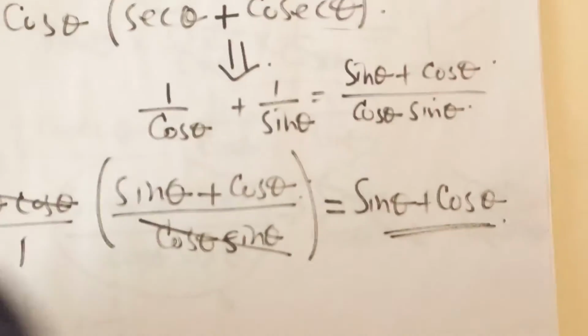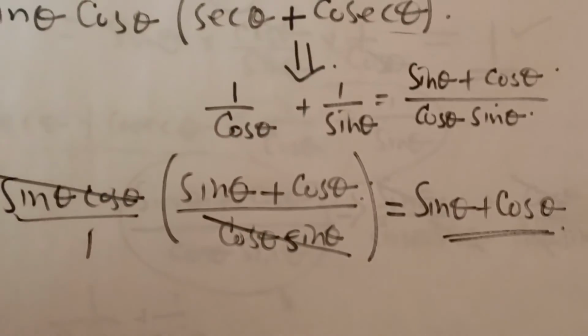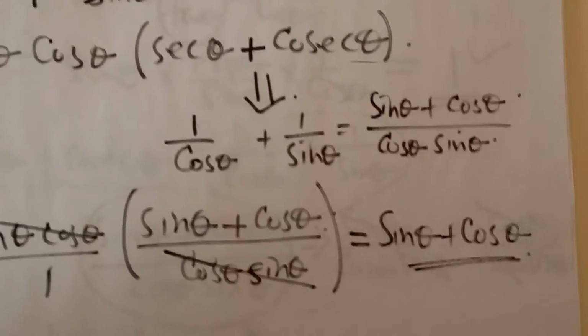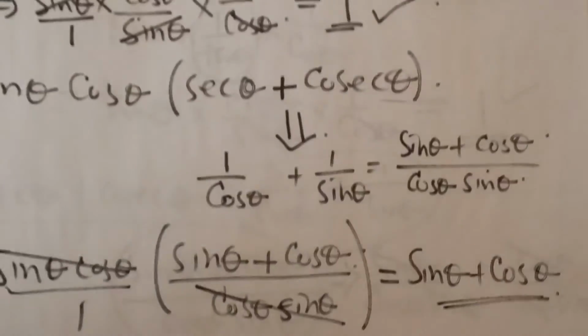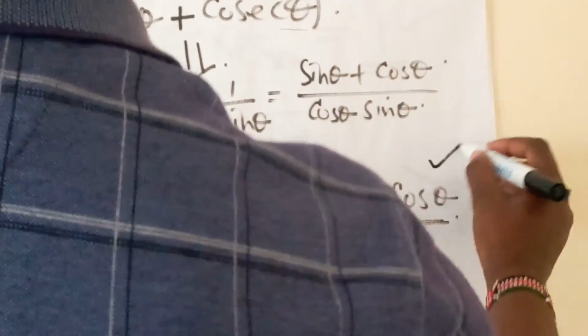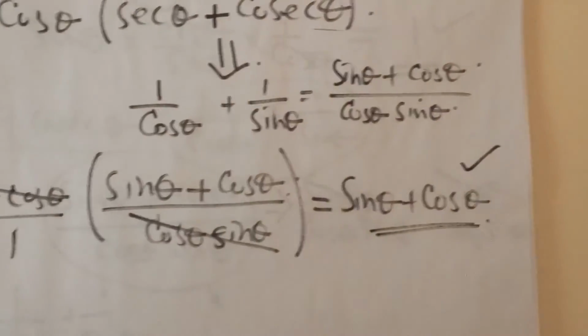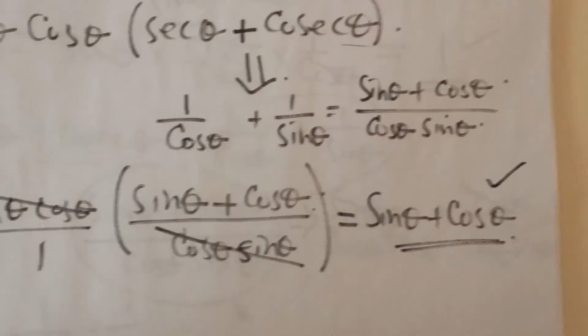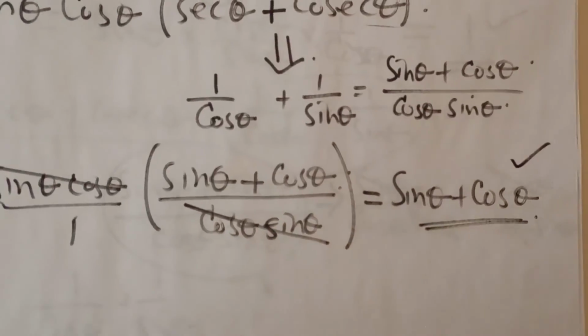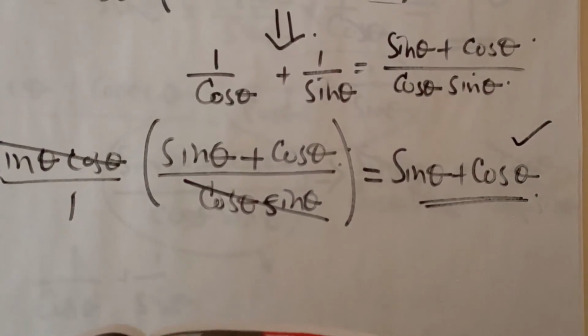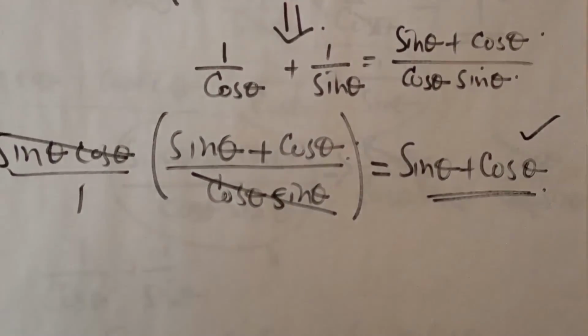So it is important to know how we can rewrite a secondary trigonometric ratio using the primary trigonometric ratio so that we can simplify the whole expression. That is now what we have, and that gives us our final submission as far as example 6 is concerned. So it equals sine theta plus the cosine of theta.